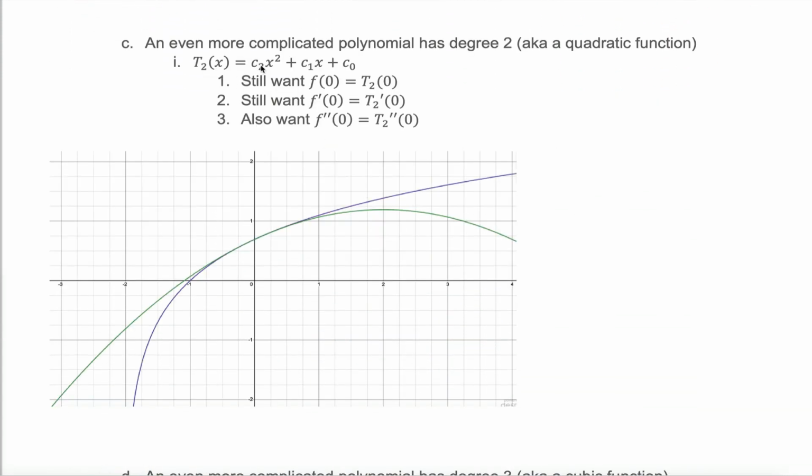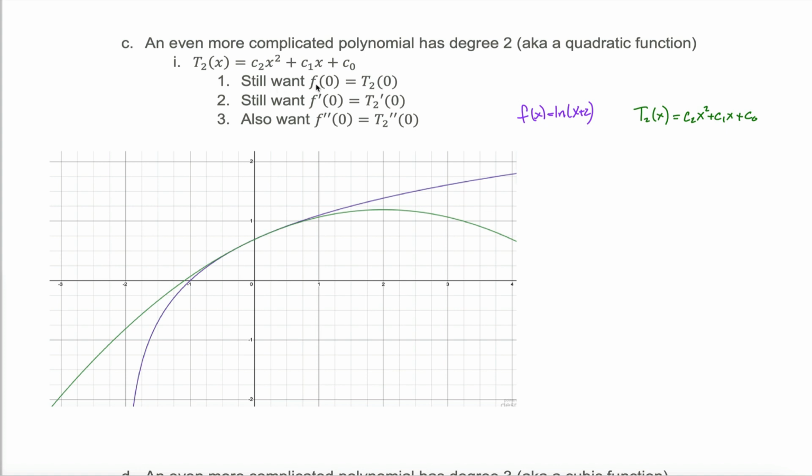Generally, a second degree polynomial is some constant times x squared plus some constant times x plus some constant. We're still trying to approximate f of x equals the natural log of x plus 2. It's just now we're going to do so with the second degree polynomial, so maybe it makes sense to call it t2 of x, which will be some constant times x squared plus some constant times x plus some constant.